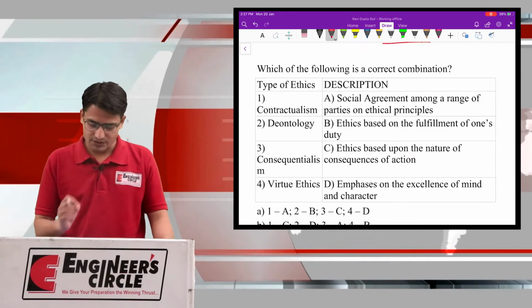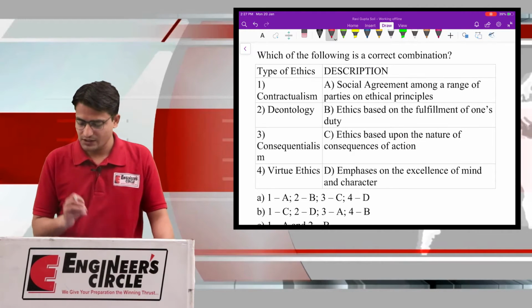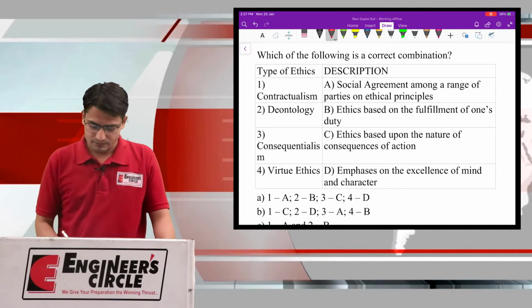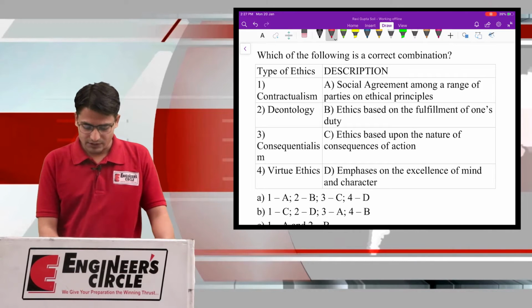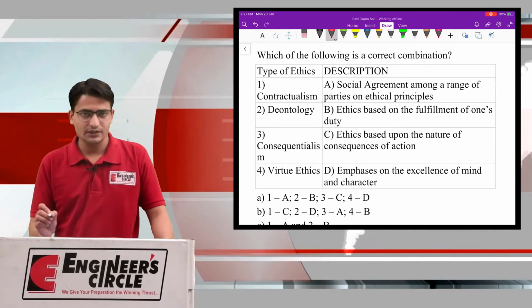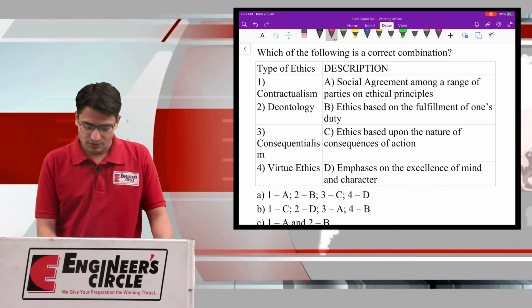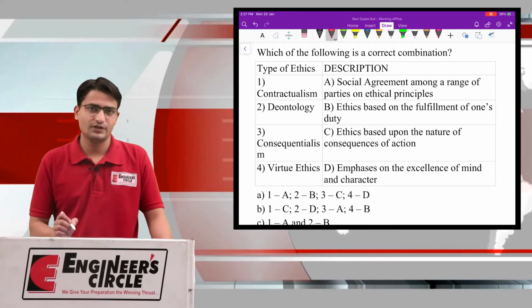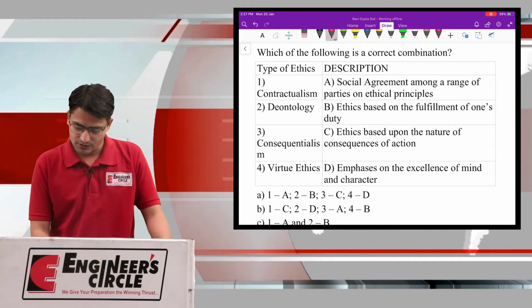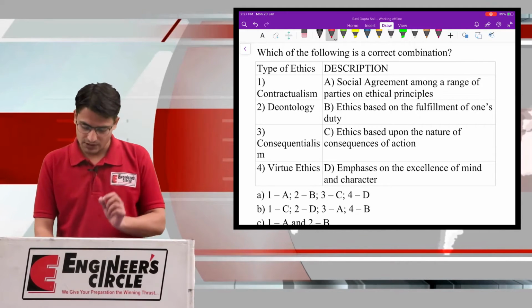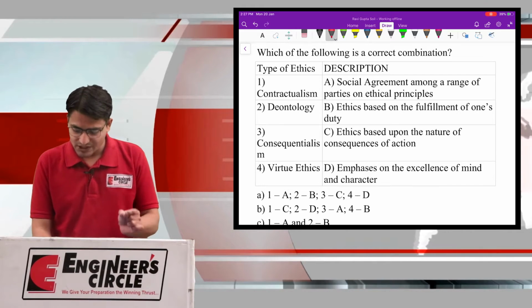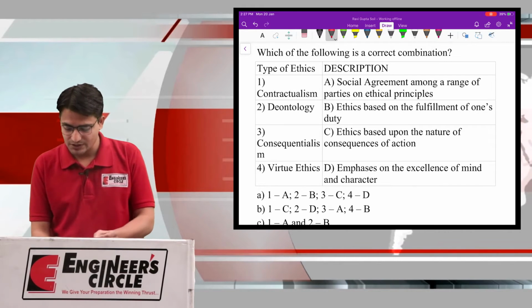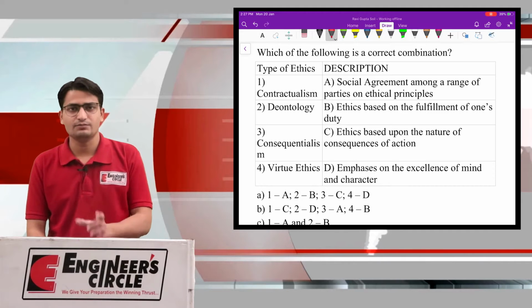The next question is, which of the following is a correct combination? In column A, there are several theories. In column B, there are descriptions. So in the first column, the first is contractualism, second deontology, third consequentialism, and fourth virtue ethics. Now we will come to the description part. A is social agreement among a range of parties on ethical principle.